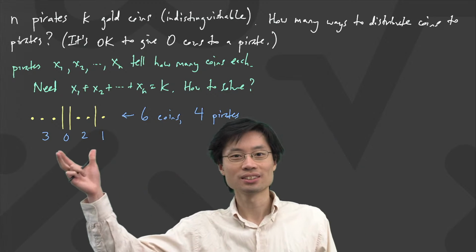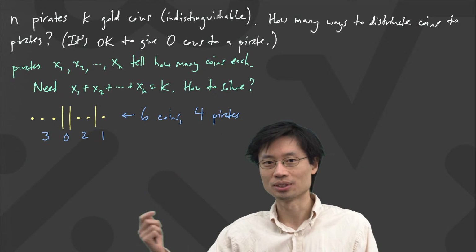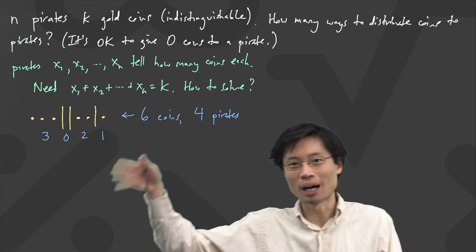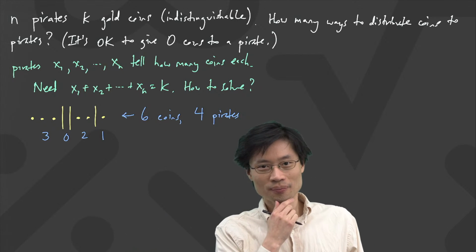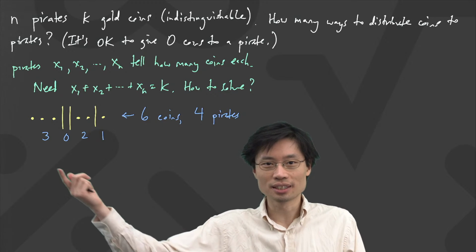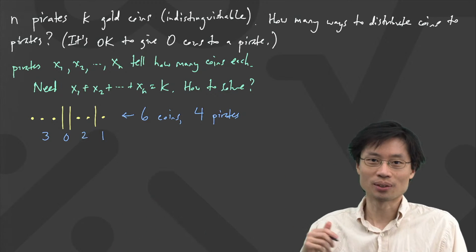Is that clear? The way you can read this diagram is you just read it as if those vertical bars are the separators between the different pirates themselves, and then these dots are how many coins there are in each batch.